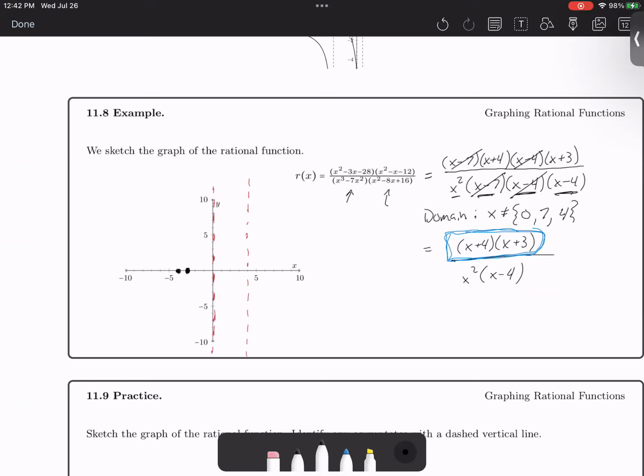Let's see, what else can we talk about? Y-intercept, there is no y-intercept because we have a vertical asymptote there. Our function does not exist when x is equal to 0.